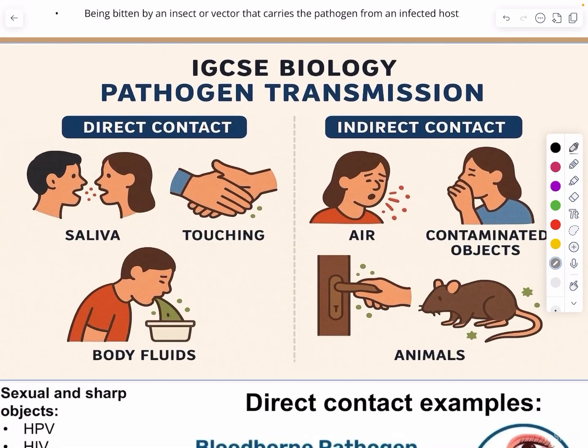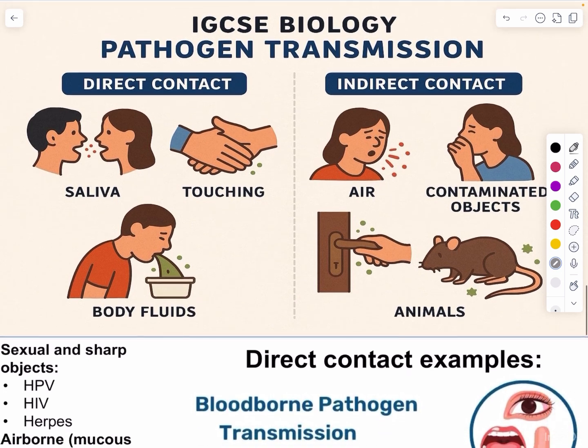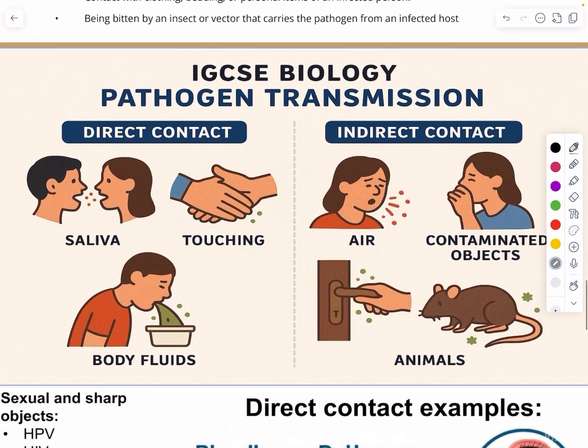Here you can see some pathogen transmission examples. Saliva, touching, and bodily fluids are all direct contact. Indirect contact includes air, contaminated objects, and animals carrying the disease. Indirect doesn't always mean a person. You can get infected from touching something contaminated as well.